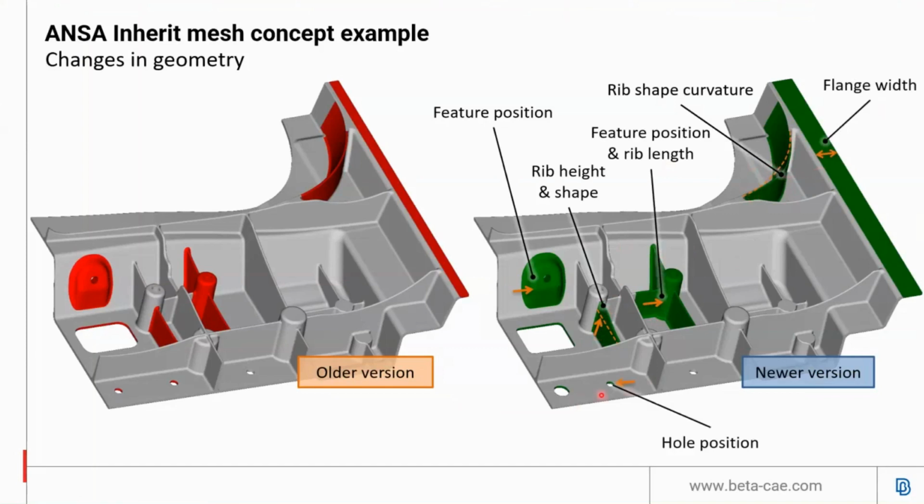The hole position is moved a little, and the diameter of this hole was enlarged. Finally, this opening became smaller, and the radius of its corner fillets became smaller as well. These are all the updates that the new version has compared to the previous version.